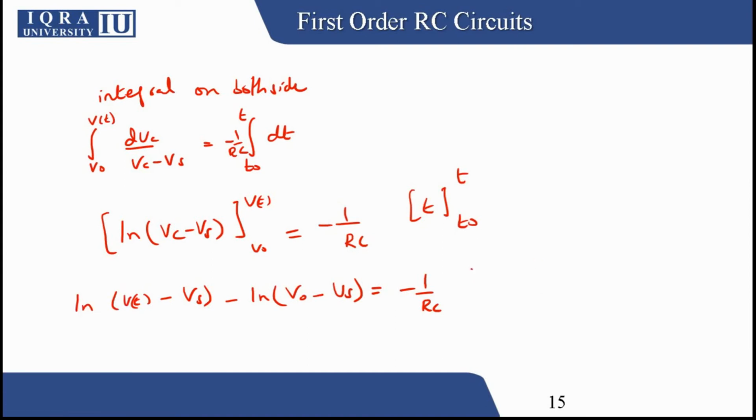When we implement the integral, it becomes T minus T naught. As we know the property of ln, ln a minus ln b is equal to ln a divided by b. So we can also write ln of V of t minus Vs divided by V naught minus Vs equal to minus 1 over Rc, and we assume that T naught is 0, so it is just t.